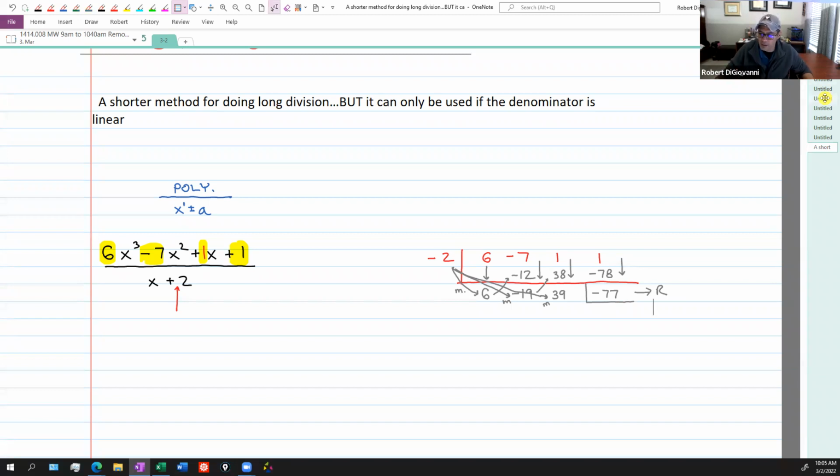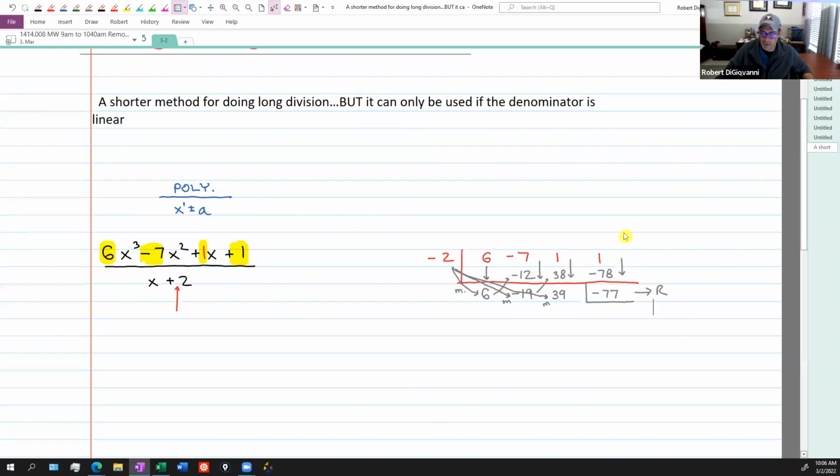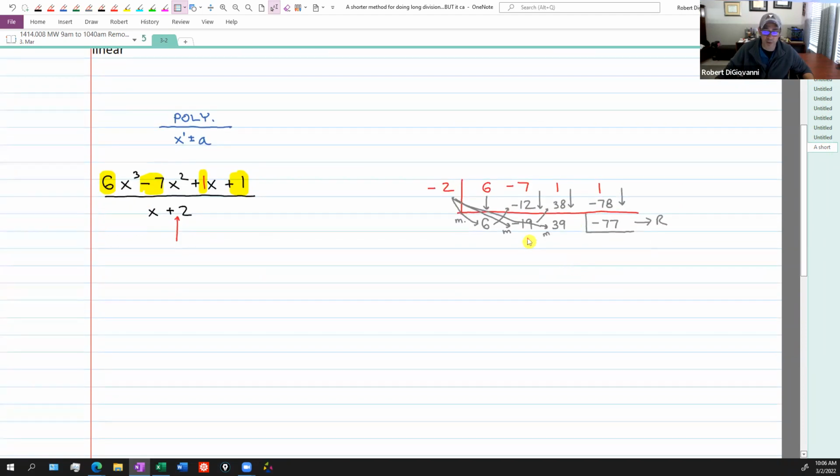Go back and look at the problem when we did it, right here. Do you remember we got -77 down here? We just got that doing this method. Now, this may not seem like it's faster, but trust me, once you get going with synthetic, this can go very quickly. All right, so we have a remainder. Because the remainder is not 0, that tells us we can't factor it, so to speak.